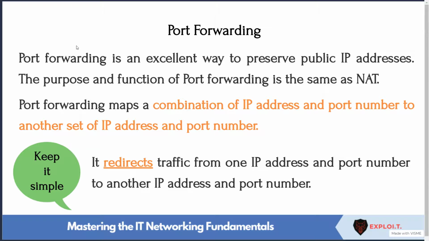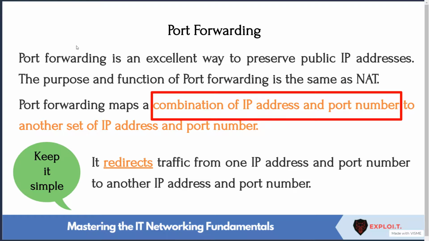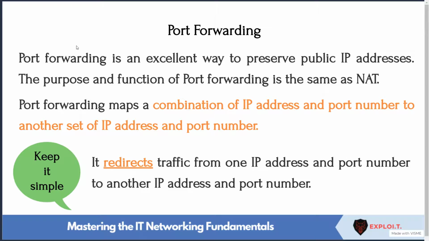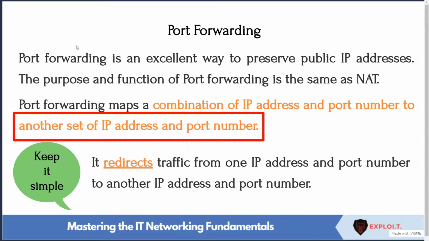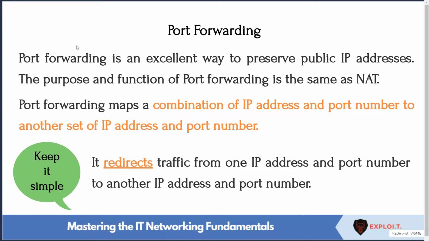The underlying principle of port forwarding is that it maps a combination. The word here is combination. Keep focus on this. It maps a combination of IP address and port address, that is a combination. One is IP, one is port, to another set of IP address and port number. So in NAT, we only have a mapping of one thing. In port forwarding, we have a map of two things, that is a combination. This is done so that we can use and access specific services on the internet that are on the public networks to our private networks.